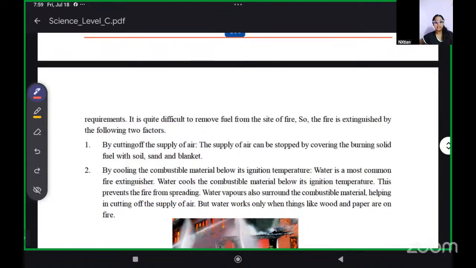Ma'am, throw it where? They roll it to an area where people are not around. Throw it out of the house or roll it out of the house. Wrap it in a blanket and roll it out of the house, so that the fire doesn't blow off.